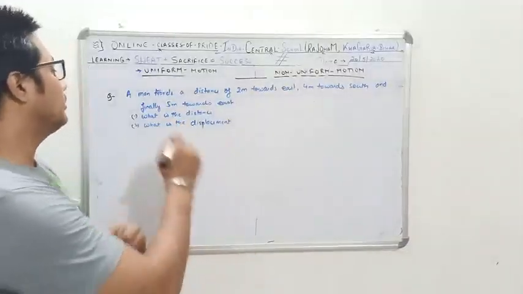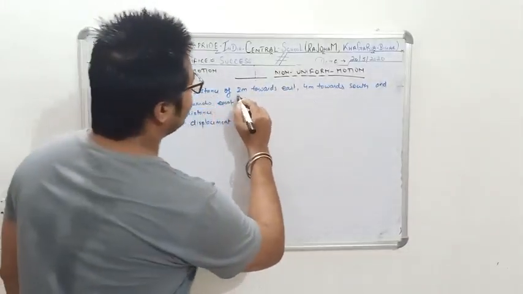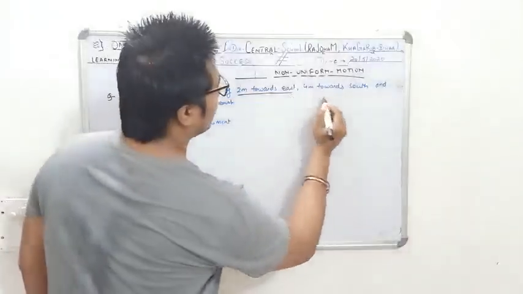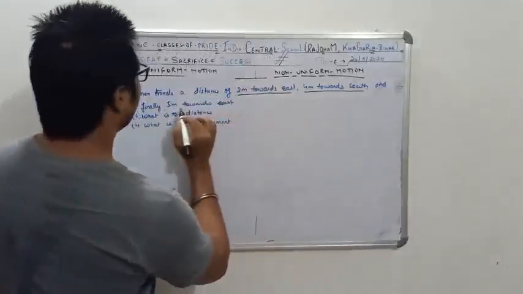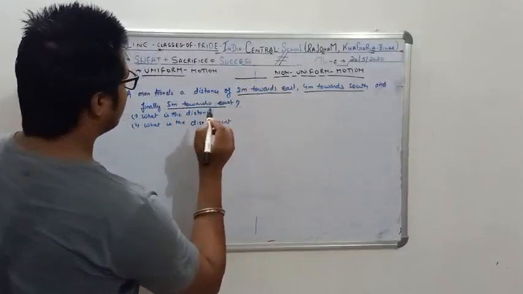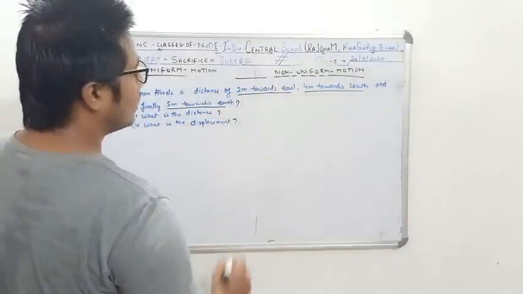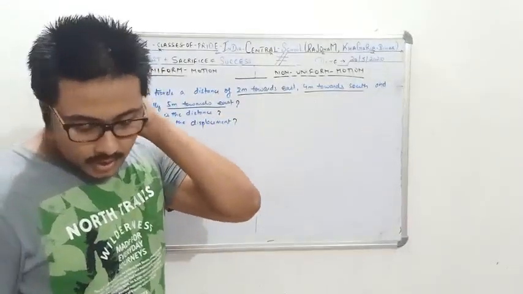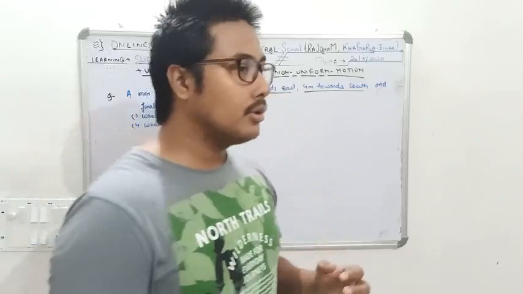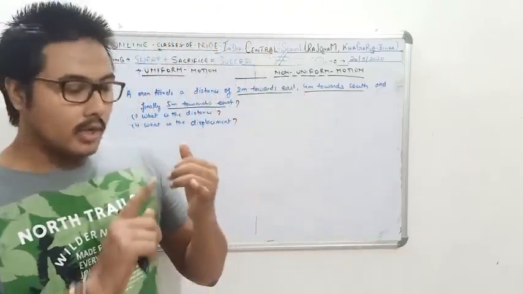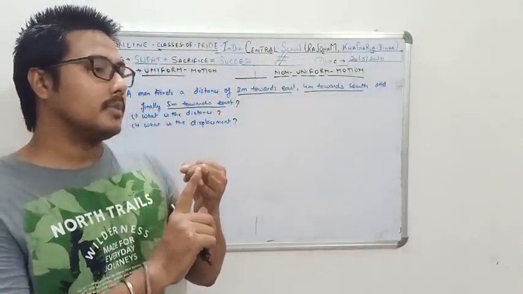So now there is a question here. A man travels a distance of 2 meters towards east, 4 meters towards south, and 5 meters towards east. So what is the distance and what is the displacement? As soon as you get questions of this kind, you need to think about two things: what is distance and what is displacement?